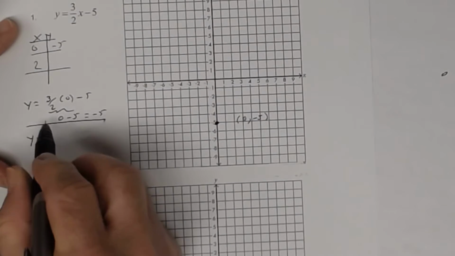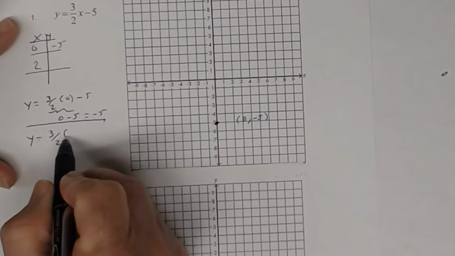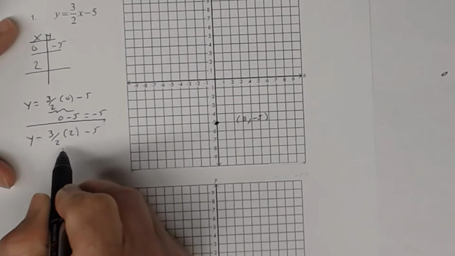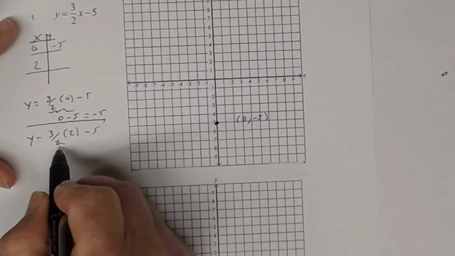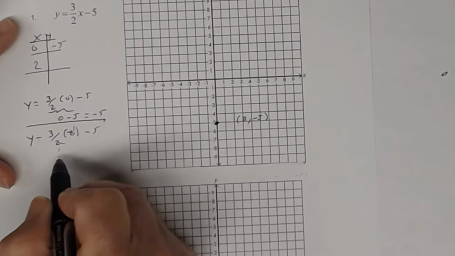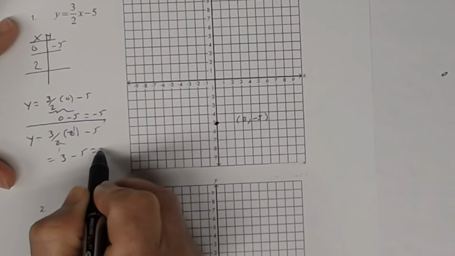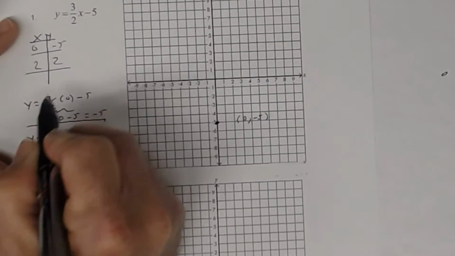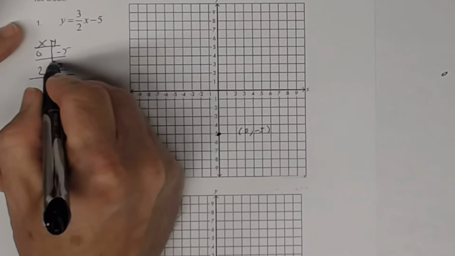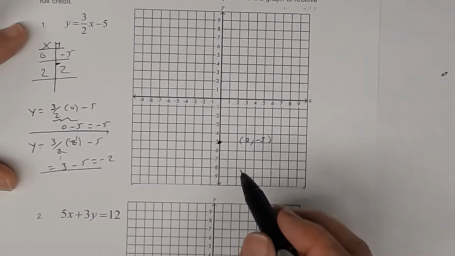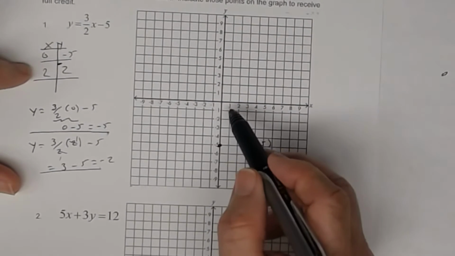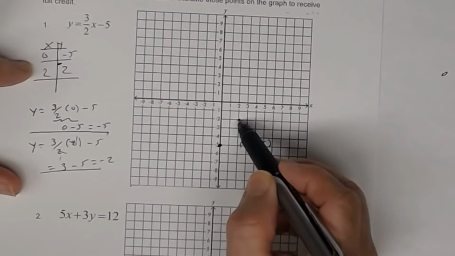So if x is 2, I get y equals 3 halves times 2 minus 5. Well, 3 halves times 2, the 2's divide out, right? So that's 3 times 1, which is 3. 3 minus 5 is a negative 2. So when x is 2, I get a negative 2. So there's another ordered pair on that line. So there's another solution. So 2, negative 2.